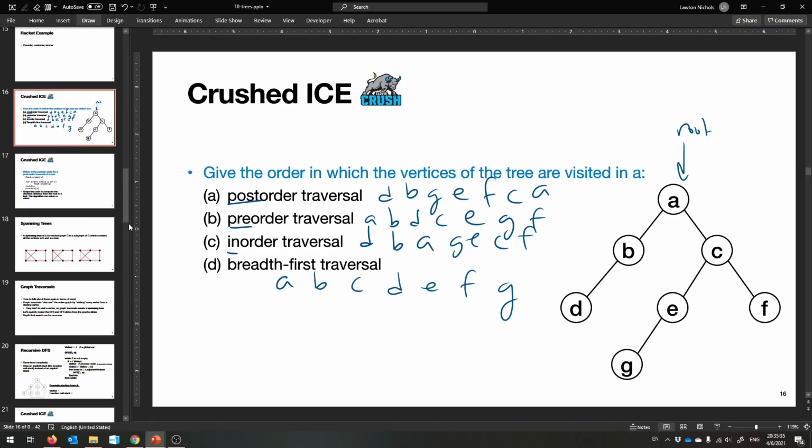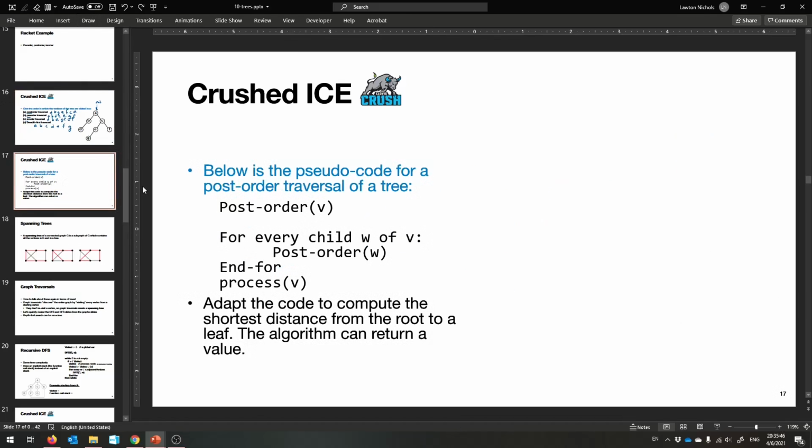I want you to pretend to be the computer. I want you to have the little stack in your mind of where you're going and where you need to come back to. Please yell at me if you have any questions at all about how to do that, and I can just give you a ton of examples until it makes sense.